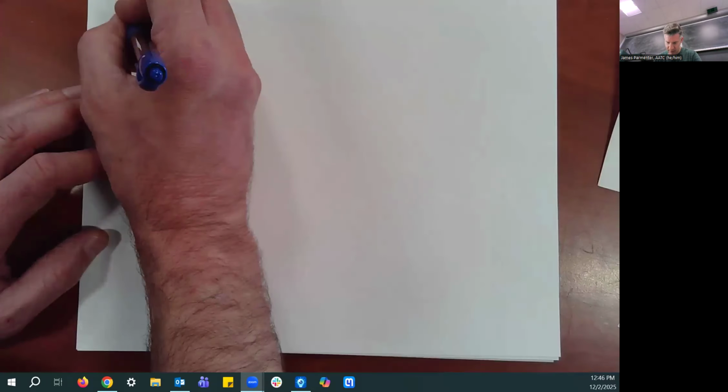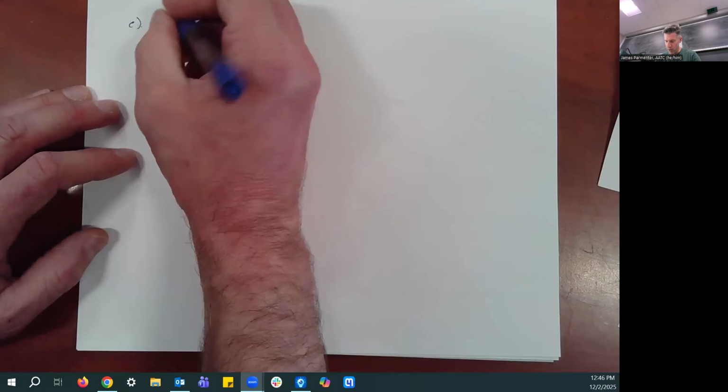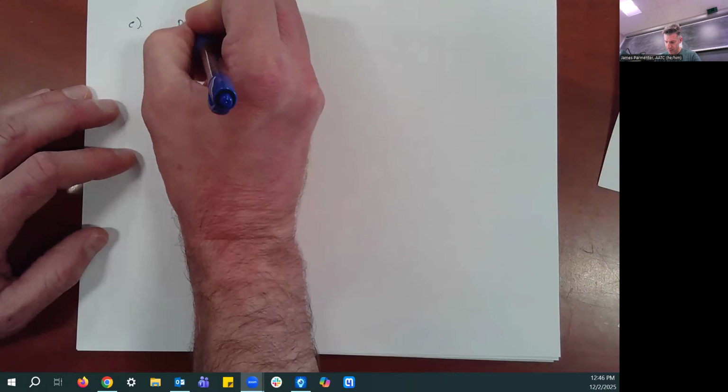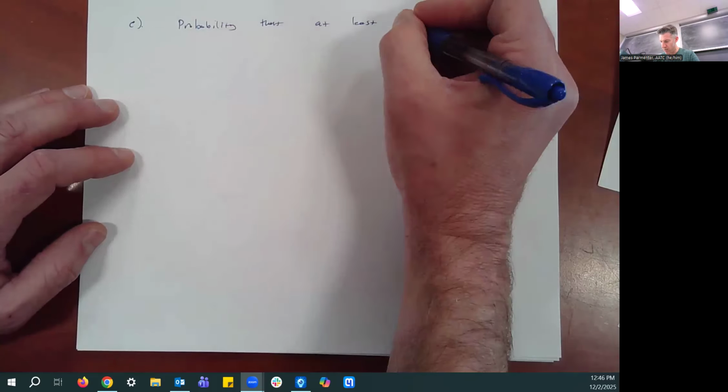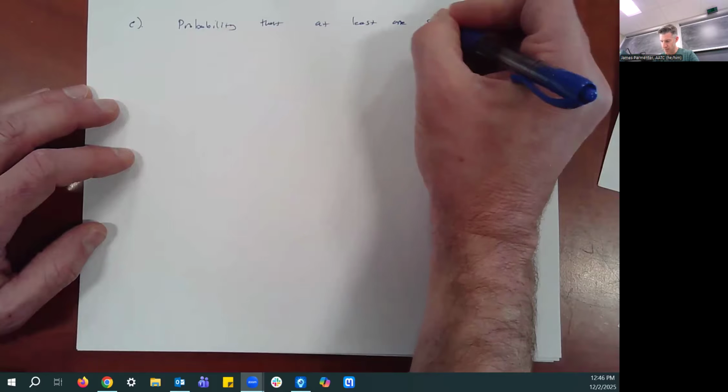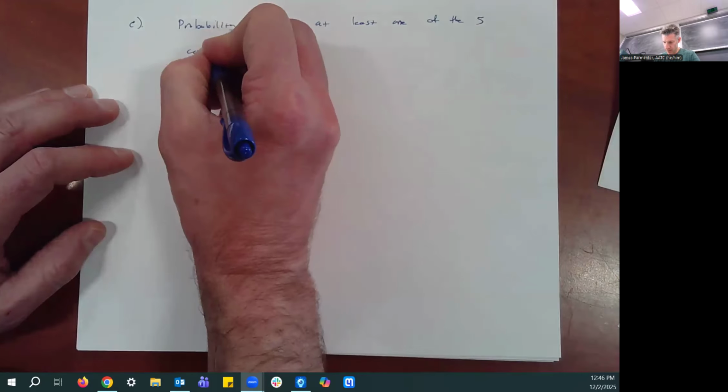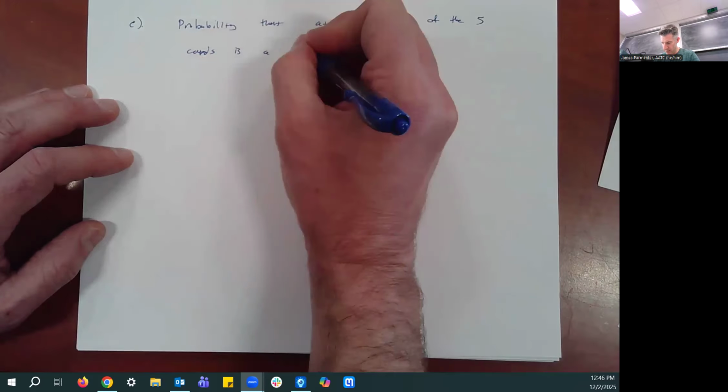Oh, sure. Yes, this is a good question here. So here's C. What's the probability that at least one of the five cards is a heart?